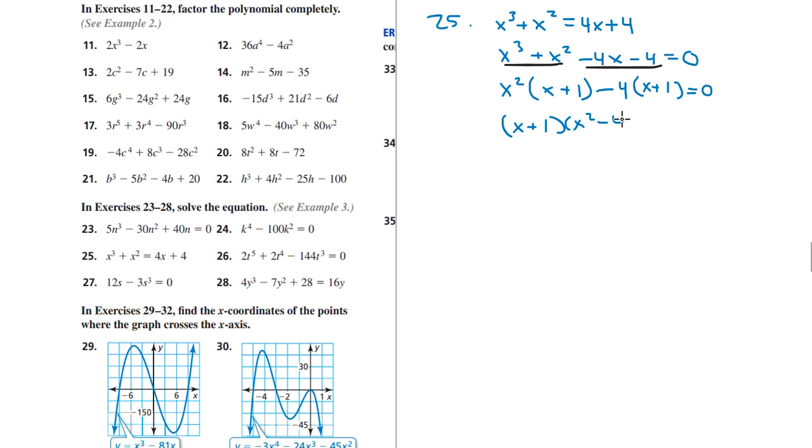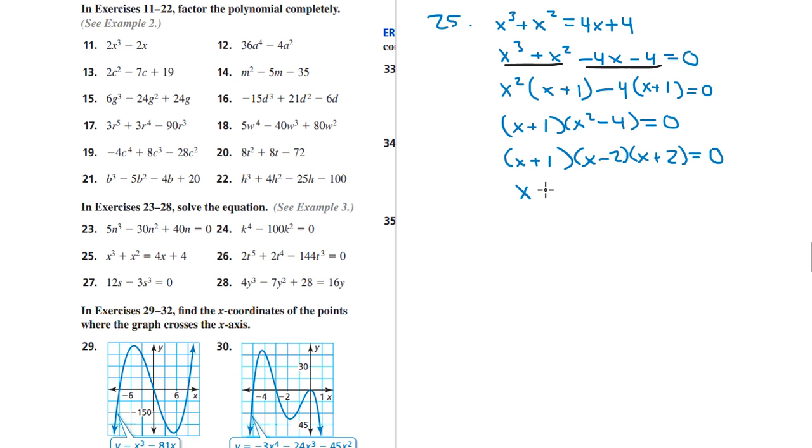What remains is an x squared minus 4, which is actually the difference of two squares pattern. So we can factor that into the quantity x minus 2 times the quantity x plus 2, and it still equals 0. So one of those three factors must equal 0 since their product is 0. So either x plus 1 equals 0, x minus 2 equals 0, or x plus 2 equals 0.